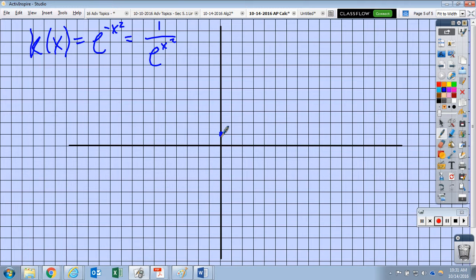So when x is 1, we have 1 divided by e. Yes, exactly. So you already see what's going on here. When x is 1, you have 0.3, whatever. As x gets larger, does the function just go down? Right. As x gets larger and larger, this denominator gets larger and larger. So there is a horizontal asymptote.